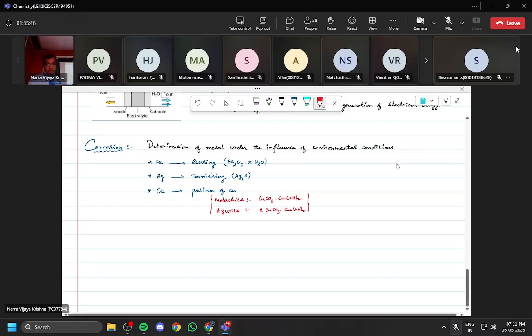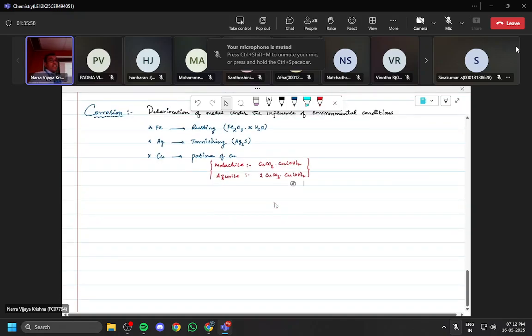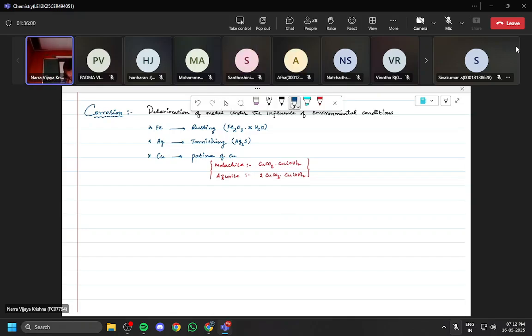So interaction of a metal with environmental conditions, mostly with oxygen or moisture, to form the respective oxides, is called oxidation. First we will see purely about iron, rusting of iron. So I am taking the side heading rusting of iron.